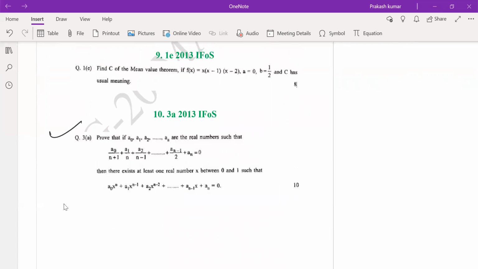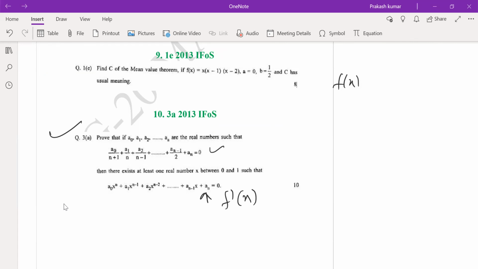The question is, prove that if these are real numbers and this is equal to 0, then there exists at least one number x between 0 and 1 such that a naught x to the power n plus a1 x to the power n minus 1, and so on, all this equals 0. So the key here is defining a function f such that f dash of x should be equal to this. You can easily find the f(x) from here, right? Just integrate this and you will get f(x).